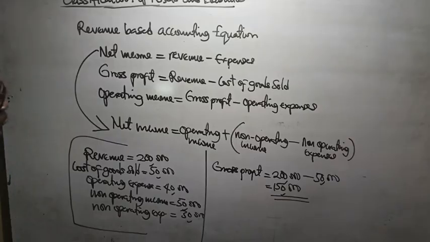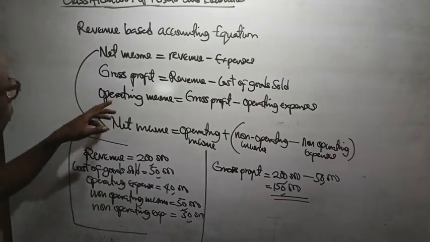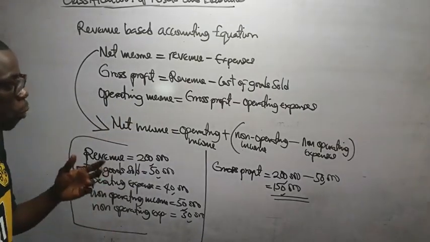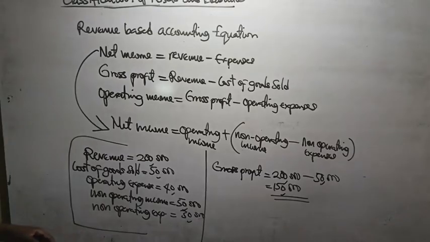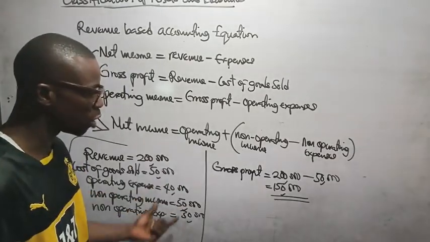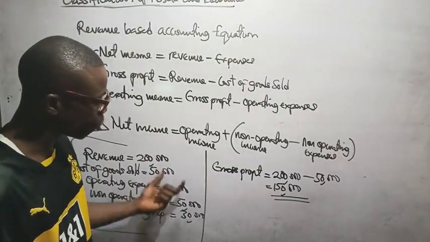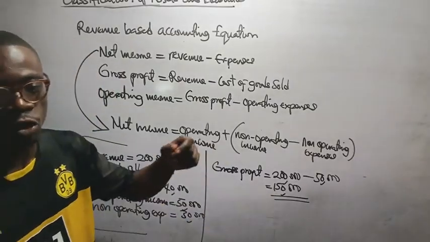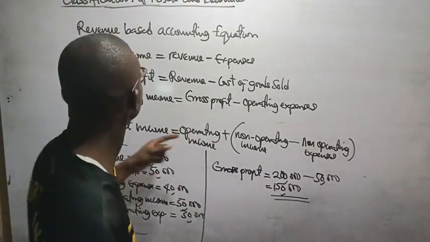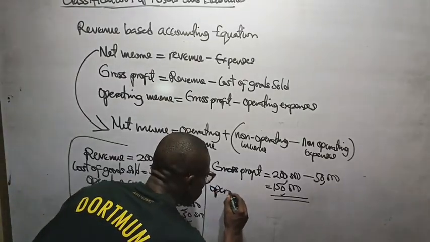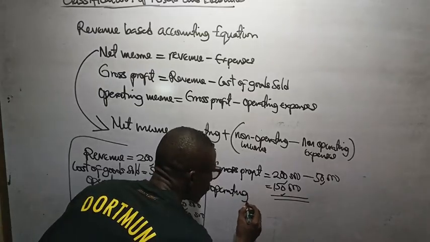Now let's be asked to calculate your operating income. Don't forget the formula for your operating income. Operating income is gross profit minus operating expenses. Are you given operating expenses? Yes, 40,000 naira. And in this question, you have not been given your gross profit, but we have calculated our gross profit. So you need to calculate your gross profit first before calculating your operating income. So let's now calculate our operating income now.